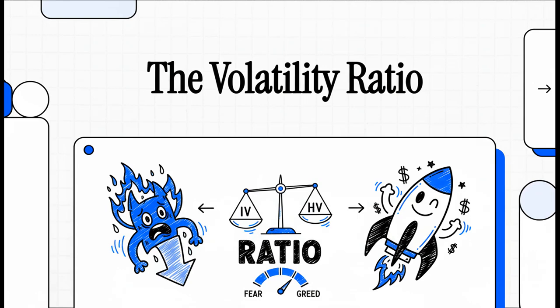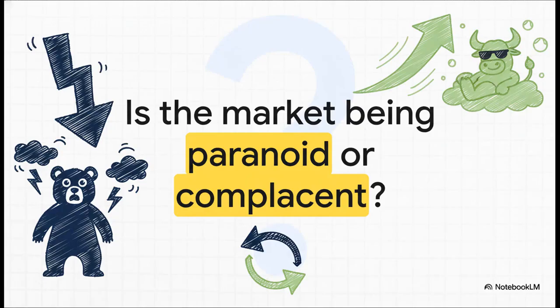Today we're going to dig into a single number that basically measures the market's mood, that constant battle between fear and greed. We'll break down exactly how traders use this simple ratio to turn all that collective emotion into a potential trading edge. Okay, so let's start with the one question that every single options trader has to ask themselves. Is the market being paranoid right now, making options super expensive, or is it being complacent, making them cheap? The answer to that is really the key to the whole game of volatility trading.